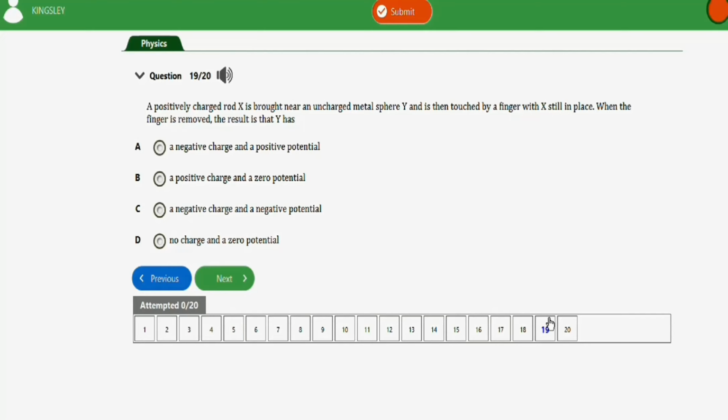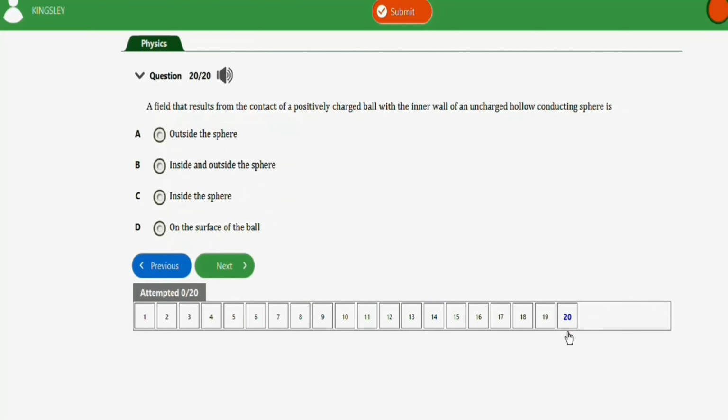The last question here before we end this video is this one. It says a field that results from the contact of a positively charged ball with the inner wall of an uncharged hollow conducting sphere is, we have option A, outside the sphere, option B, inside and outside the sphere, option C, inside the sphere, option D, on the surface of the ball. So the right option to this question is option B, which is inside and outside the sphere. So that's it for this question. Option B is the right answer to this question.